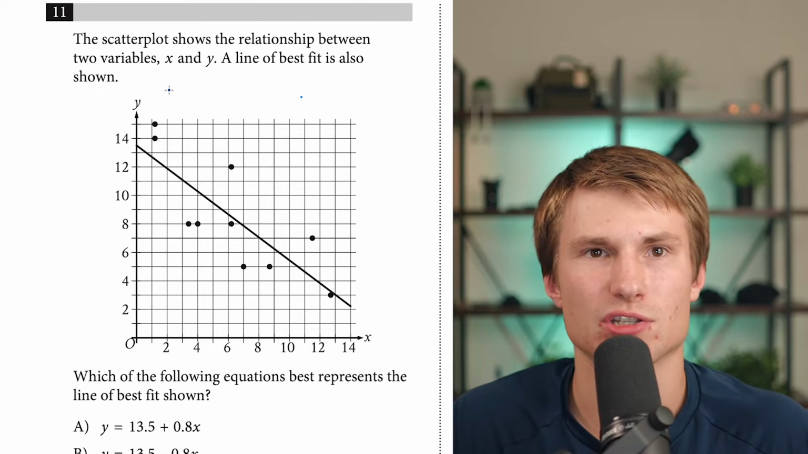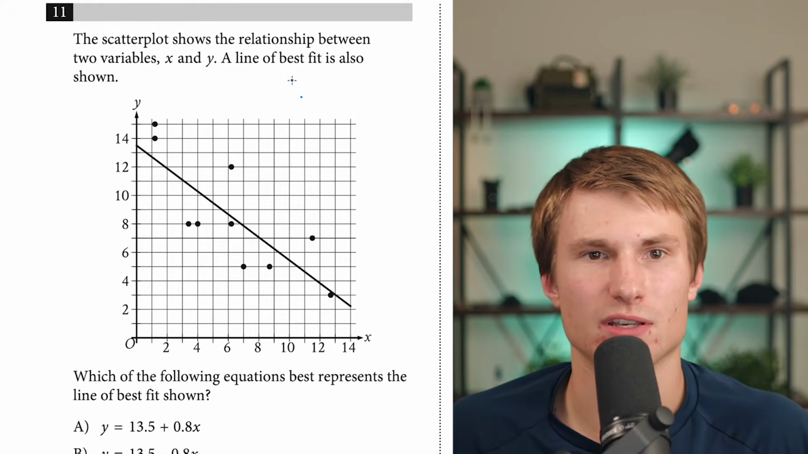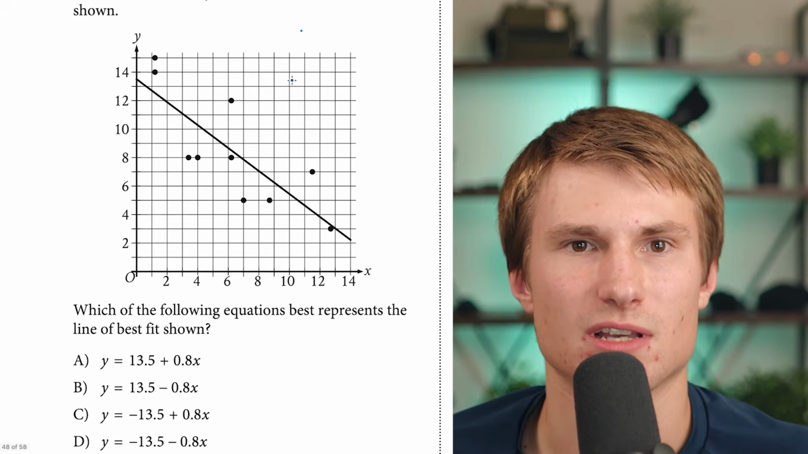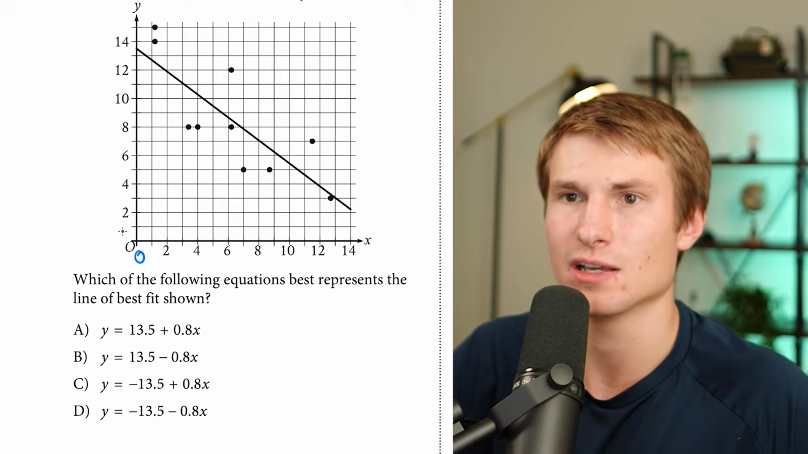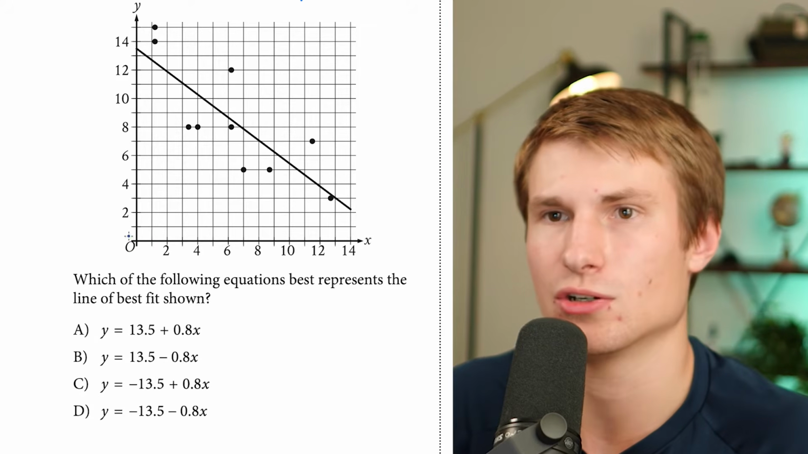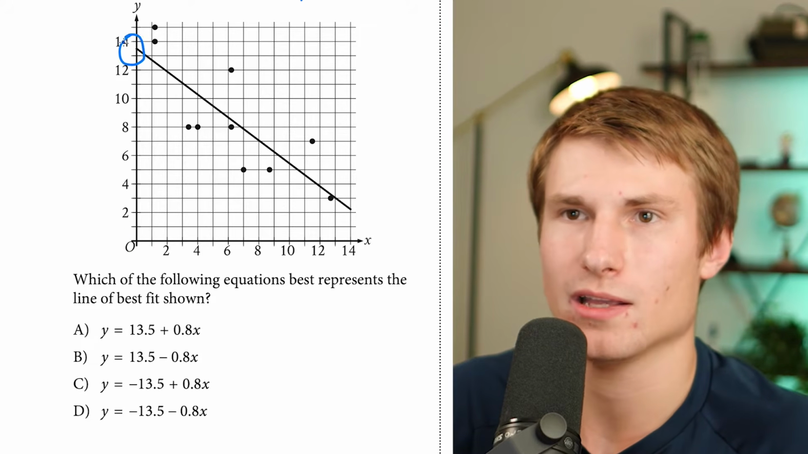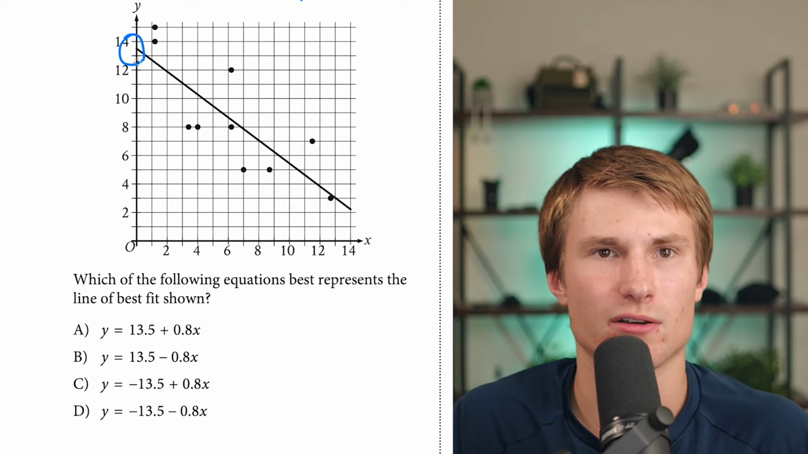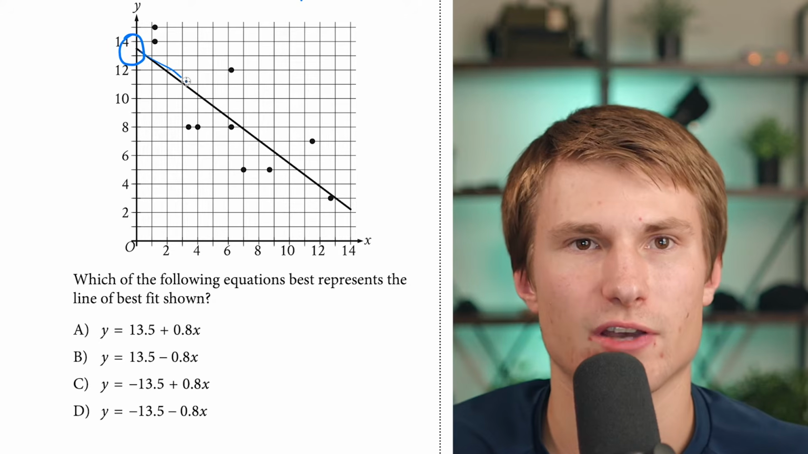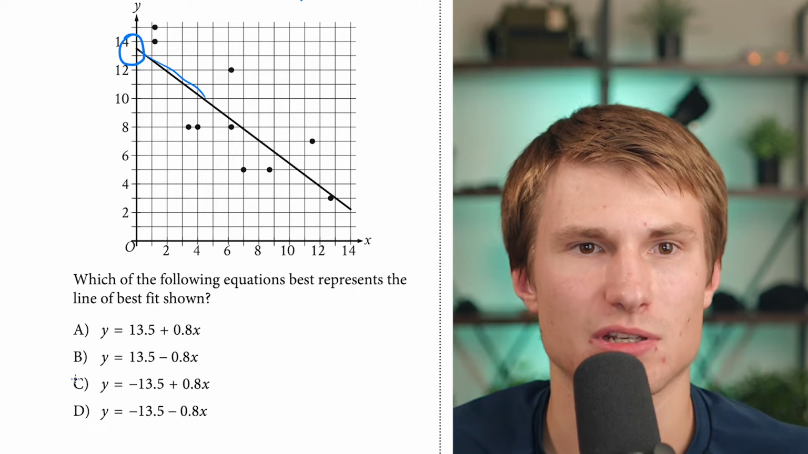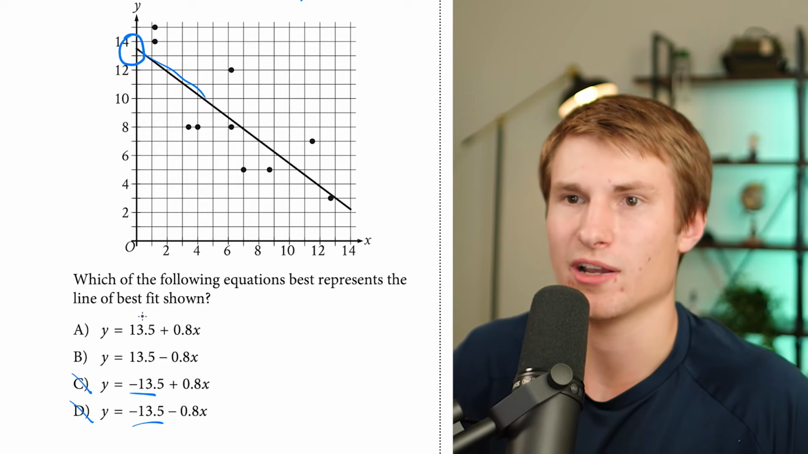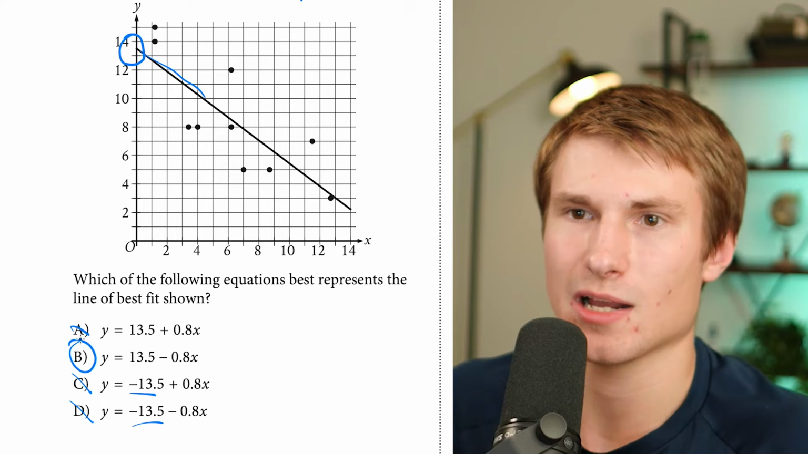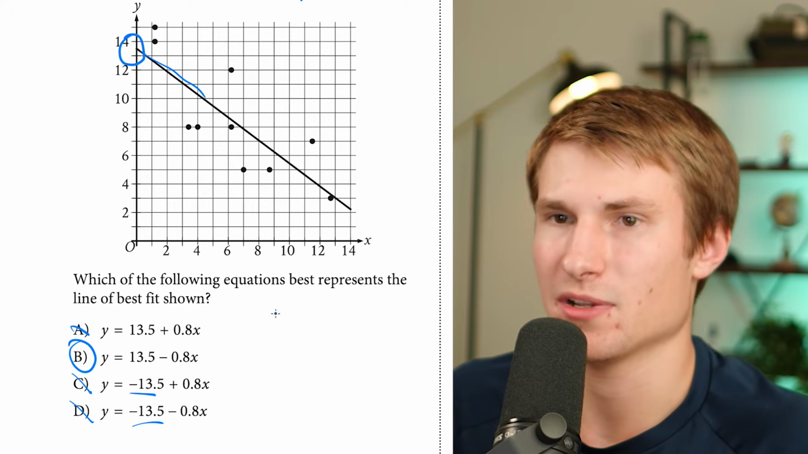A scatter plot shows the relationship between two variables x and y. A line of best fit is also shown. Which of the following equations best represents the line of best fit shown? First thing I'll take a look at is always to make sure that I've got 0 and 0 right here, which I do. From there, I'll take a look at my y-intercept for my line of best fit. I see it's right around 13.5 or so. I see I've got a negative slope. So if we look at our options, I can immediately eliminate C and D because they have the wrong y-intercept. In terms of slope, I know it's negative, so A's out, and my answer there's got to be B. 13.5 is the y-intercept and then a negative slope.